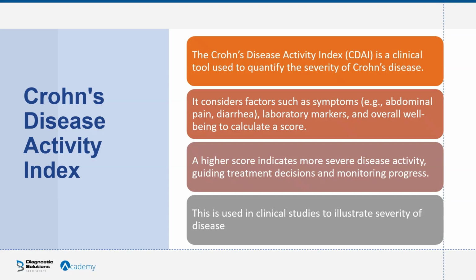The CDAI, or Crohn's Disease Activity Index, is how you'll see Crohn's disease documented in the literature, especially in the studies that we're reading. They'll use this very complicated score to tell you how severe the disease is.